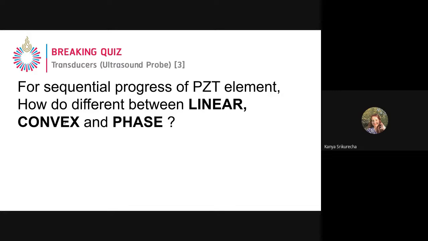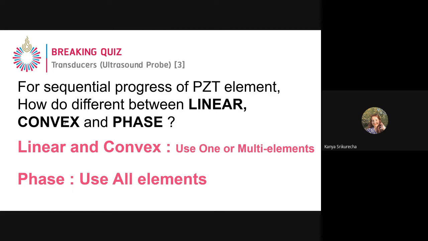If it's linear, it will use a group of PZT elements and not continuous. The convex also uses the same as the linear, which is not continuous, but the phase array will use all elements at the same time. Okay, that's correct. For the conclusion, linear and convex use one or multiple elements, while the phase array uses all elements at the same time.